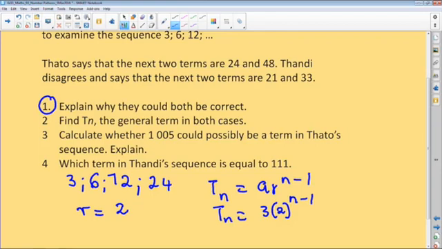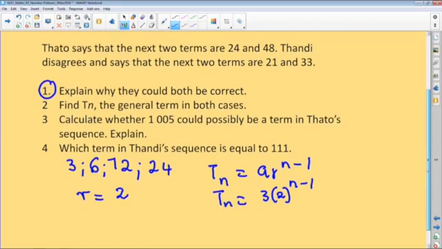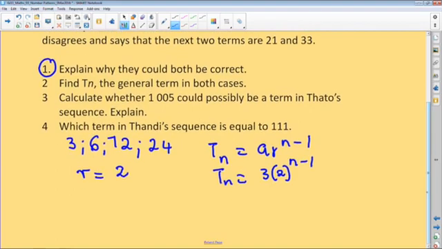Because if you're now going back, like we said, test if it's correct. If you put a 1 here, you've got 1 minus 1, which is 0. That's 2 to 0, which is 1. 1 times 3, you still get a 3. Put a 2, 2 minus 1 is 1. 2 to 1 is 2. 2 times 3, you get a 6. If you put a 3, 3 minus 1 is 2. 2 squared is 4. 4 times 3, that's 12. And 4: 4 minus 1 is 3. 2 cubed is 8. 8 times 3, that's 24. So that's Thandi's pattern.